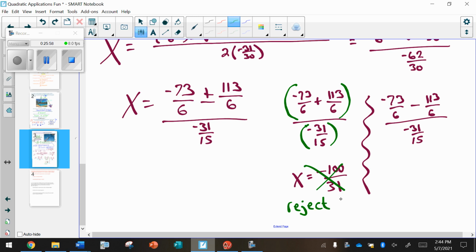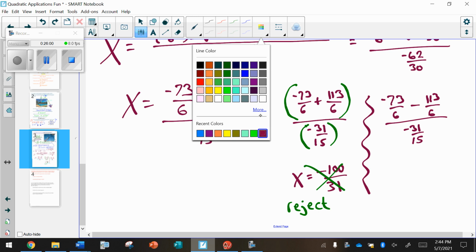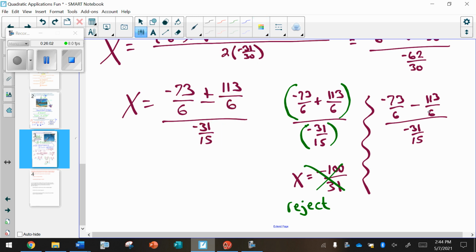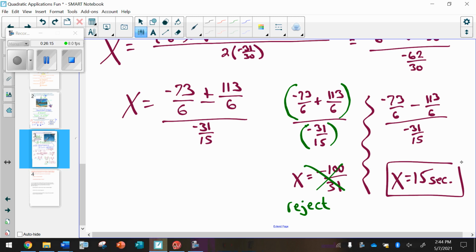You cannot have time as a negative number. Now, when I do the other calculation, we end up with 15 seconds. So it takes her 15 seconds to land on the ground. So after all that, the answer is 15.